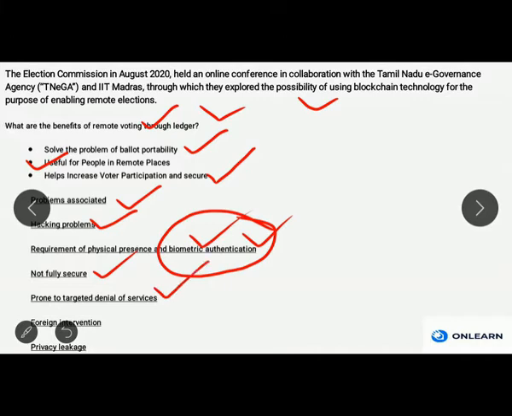Then they say that it is prone to targeted denial of services. What is targeted denial of services? Imagine that somebody tampers with this particular system, tweaks it, and delays it. Then the service of voting will be delayed. That is being prone to targeted denial of services. Then it is also prone to foreign intervention. If there are all these kinds of problems, surely there will be privacy leakage. The secrecy will be revealed. So that is all about this particular article. Let us move on to the next.